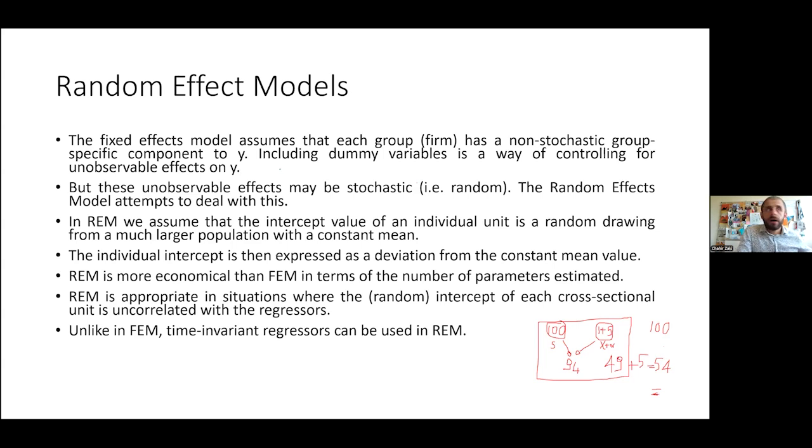It will be 100 minus 54, making the degrees of freedom 46, while before introducing the fixed effects, they were 94. So that's why the random effects in general are more economical, in the sense that they do not consume a lot of degrees of freedom. Is this point clear? Any questions?